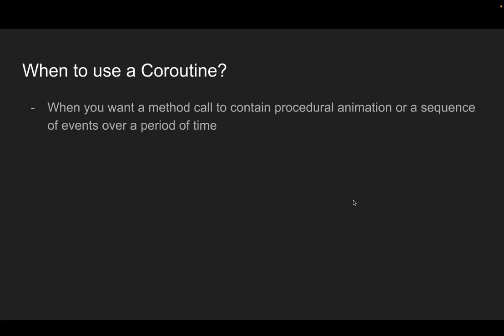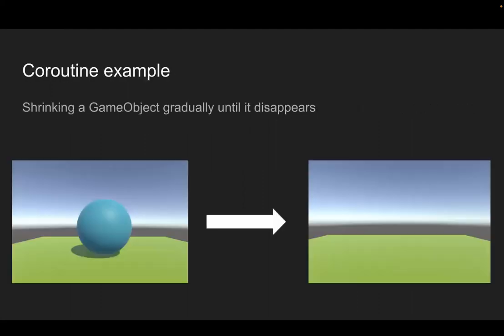So when would you use a coroutine? When you want a method to contain procedural animation or a sequence of events over a period of time. The example I will be showing today is shrinking a game object gradually until it disappears. So I will be shrinking a sphere on a plane until it disappears. And we will show that before using a coroutine, you are not able to see the shrinking and it happens instantaneously. However, with the use of a coroutine, you are able to witness the shrinking.